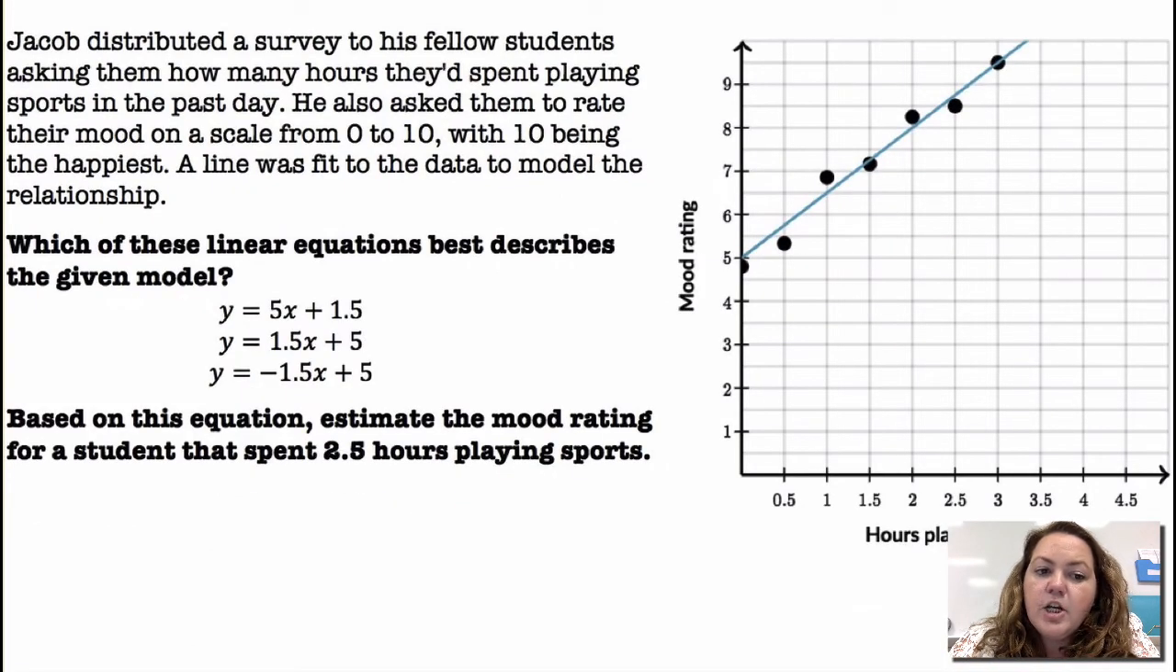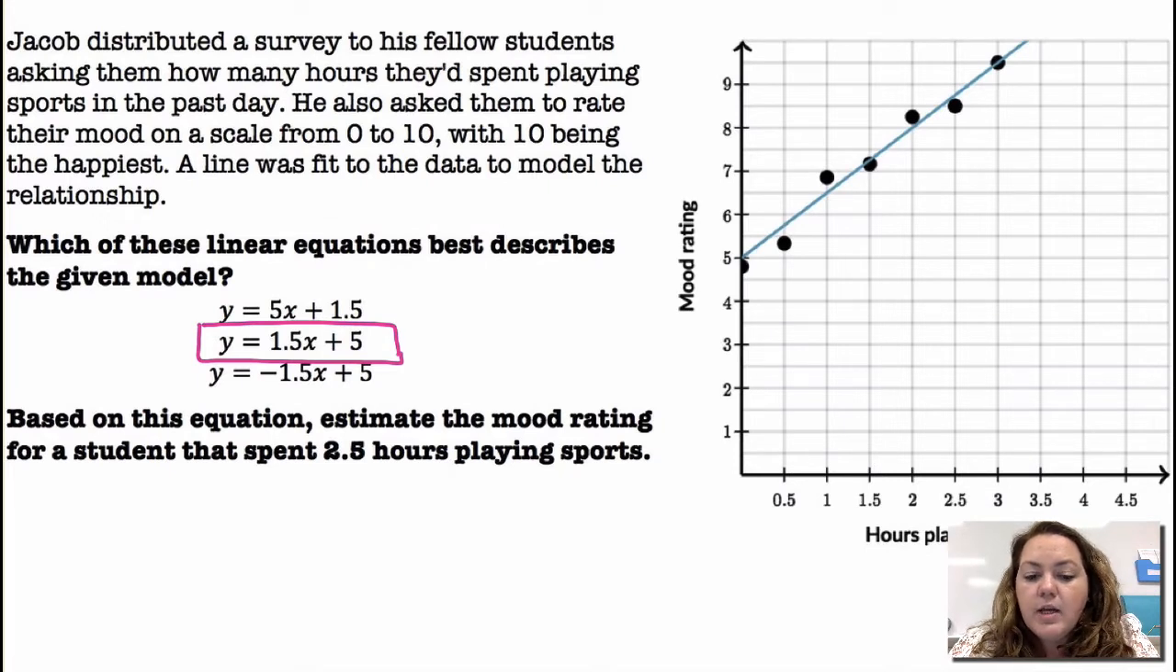All right, the next one. Jacob distributed a survey to his fellow students asking them how many hours they'd spent playing a sport in the past day. He also asked them to rate their mood on a scale of 0 to 10, with 10 being the happiest. A line was fit to the data to model the relationship. Which of these linear equations best describes the given model? I can tell from the scatter plot that there is a positive relationship, so the slope needs to be positive. I can also tell that it's crossing the y-axis at 5, so the y-intercept should be 5. So I'm looking for the one that has a y-intercept of 5 and a positive slope, which is the second option, y equals 1.5x plus 5.